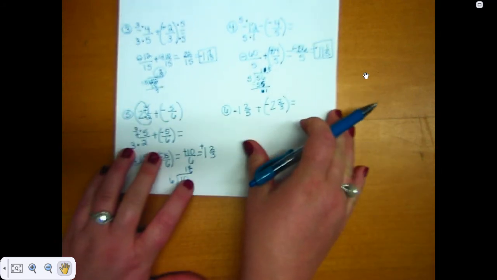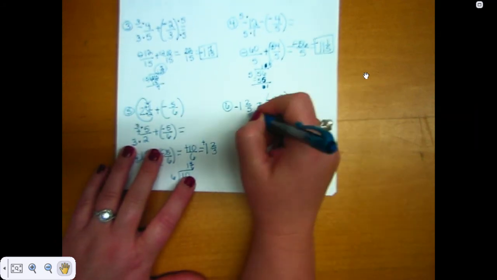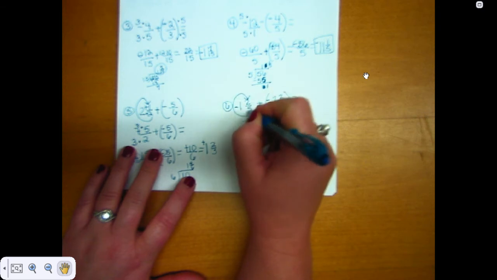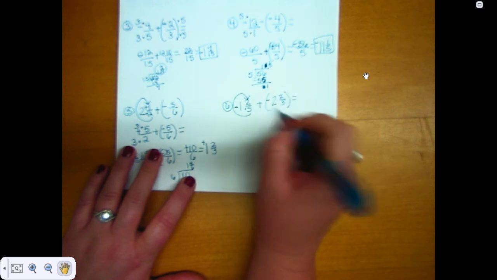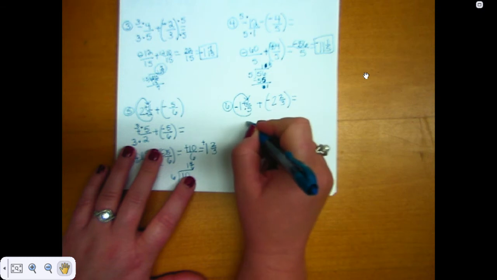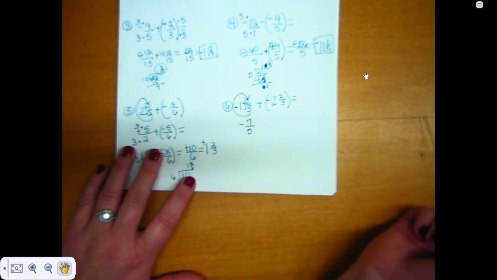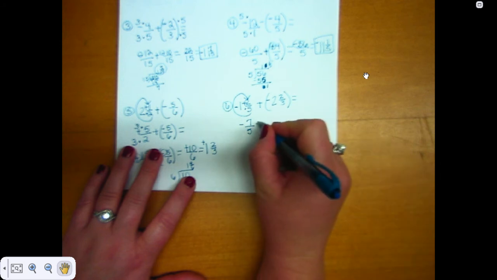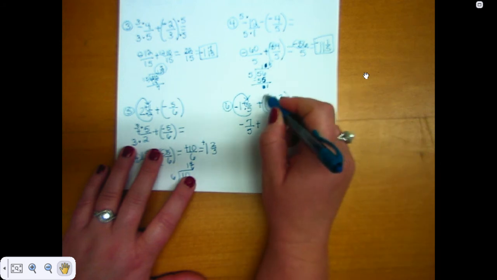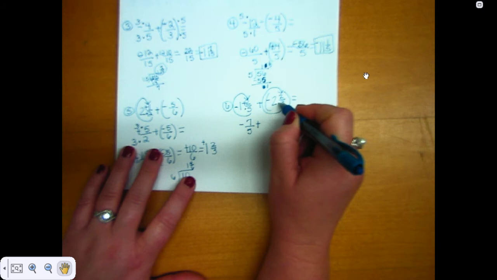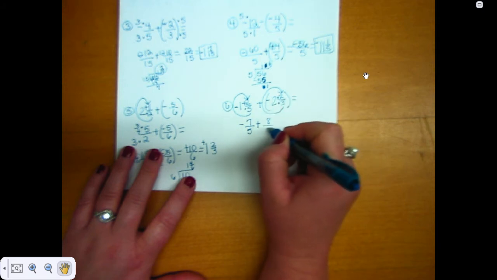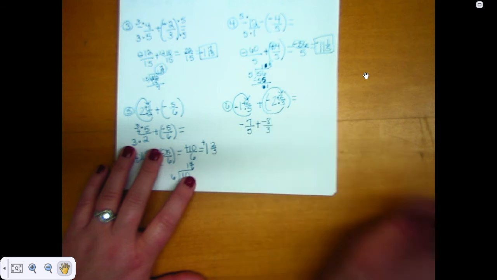Okay, next. Negative 1 2/5. I need to go around the world. 5 times 1 is 5. 5 plus 2 is 7. Keep the denominator, keep the sign. Bring down your plus sign. I need to go around the world again. 3 times 2 is 6. 6 plus 2 is 8. Keep the denominator, keep the sign.